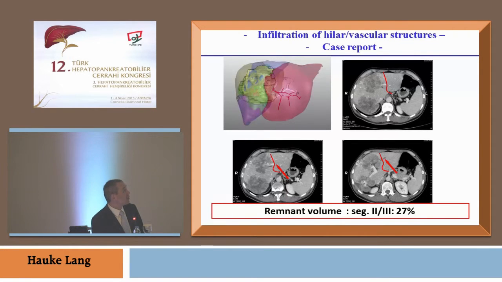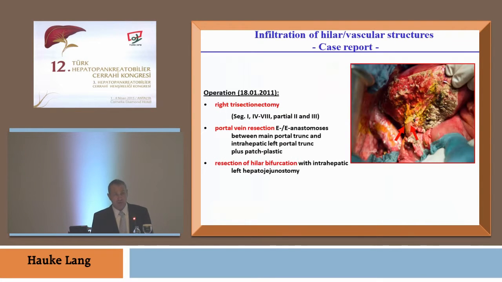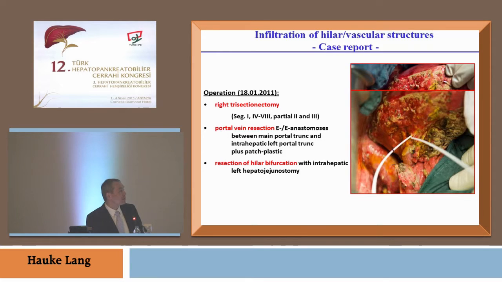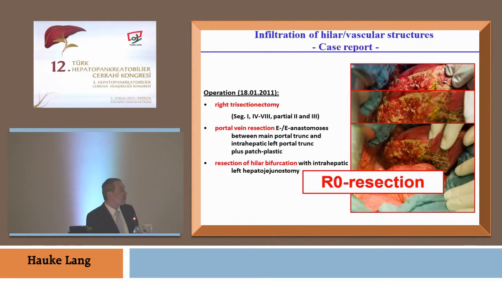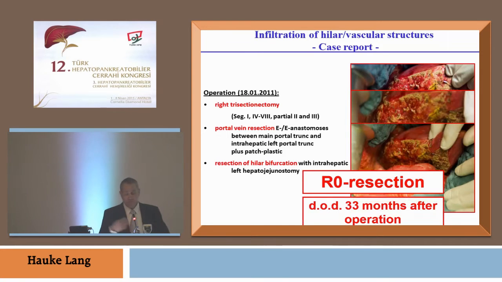This is 3D reconstruction showing that the left hepatic artery comes from the left gastric artery, so at least the left hepatic artery was free for sure. And the patient then wanted to have the operation, and we did a real extended right hepatectomy. We removed segment 1, we removed all the segment 5 to 8, and partially segment 2 and 3. We resected the portal vein, made an end-to-end anastomosis using a saphenous venous graft here, and we did resection of the hilar bifurcation, you see it here, and the Roux-en-Y reconstruction, and this was an R0 resection, and the patient survived for almost more than 2.5 years.